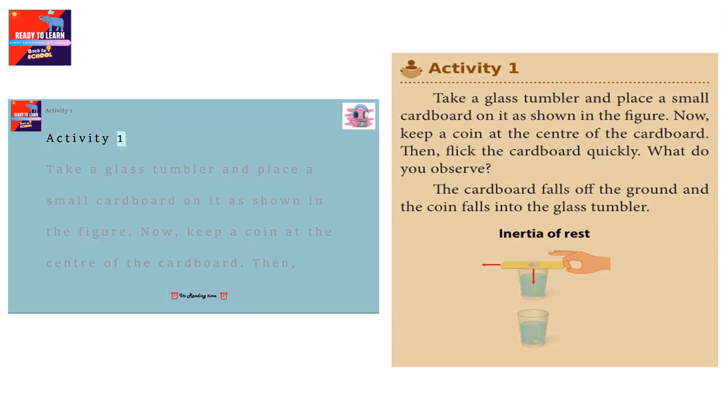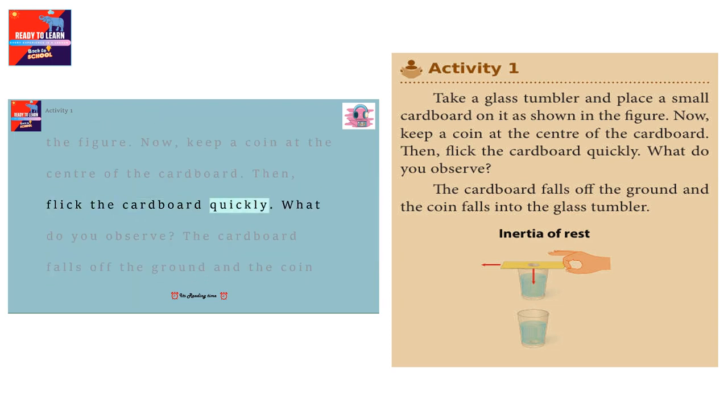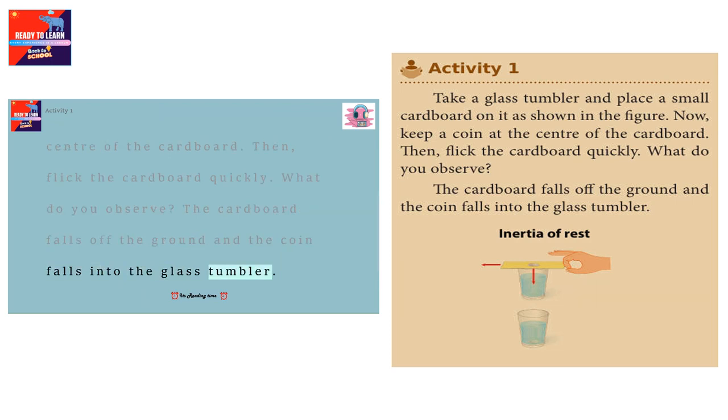Activity 1. Take a glass tumbler and place a small cardboard on it as shown in the figure. Now, keep a coin at the center of the cardboard. Then, flick the cardboard quickly. What do you observe? The cardboard falls off to the ground, and the coin falls into the glass tumbler.